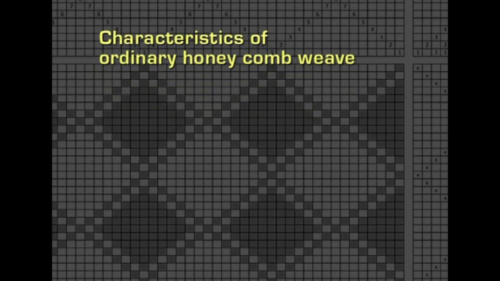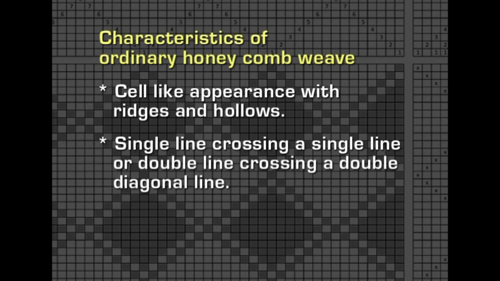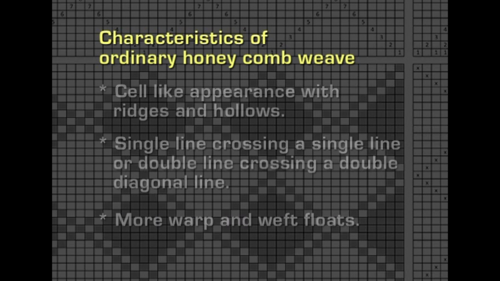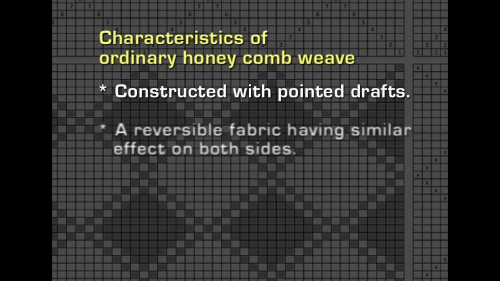The characteristics of this ordinary honeycomb are that it has a cell-like appearance with ridges and hollows. It has a single line crossing a single line, or a double line crossing double diagonal lines, as in the case of a twill weave. So it will be the same, whether single or double. More warp and weft floats are present in this, and it can be constructed with a pointed draft. A reversible fabric having a similar effect on both sides will be produced by ordinary honeycomb.